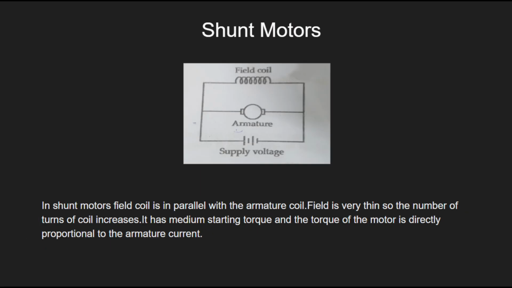Now we head on to the first type of DC motor, that is the shunt motor. In a shunt motor, the field coil is in parallel with the armature coil. The field is very thin, so the number of turns of the coil increases. It has a medium starting torque, and the torque of the motor is directly proportional to the armature current.